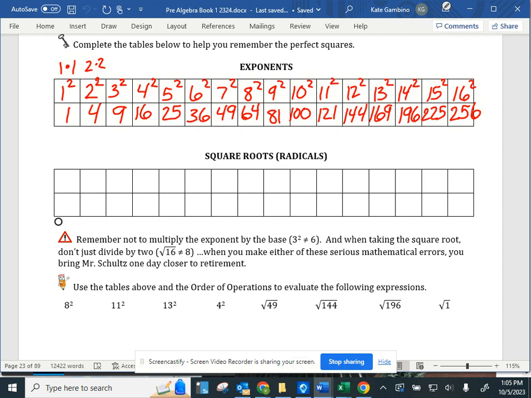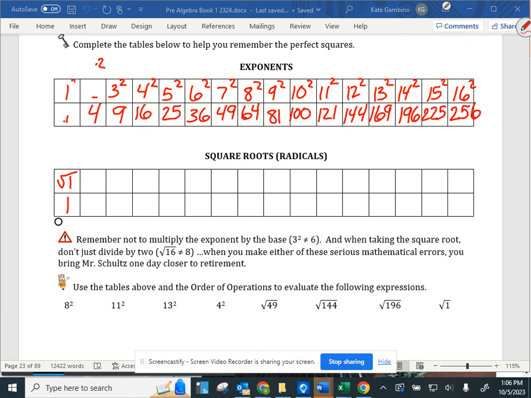So our next part, we have exponents. Our opposite is our square roots, the radicals. So the square root of 1, what times itself equals 1? 1 times 1 is 1. So square root of 1 is 1. So should I put a square root of 2 here? No. Why not? Because when we're working backwards, we're not finding the square root of the top row, we're finding the square root of that bottom row.